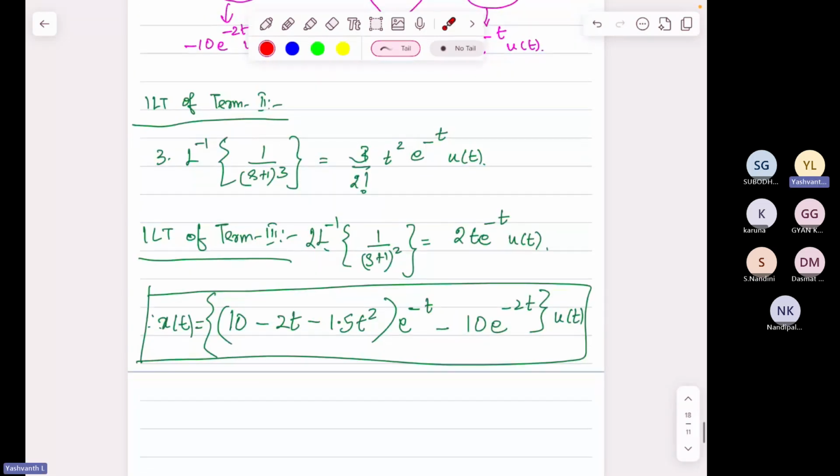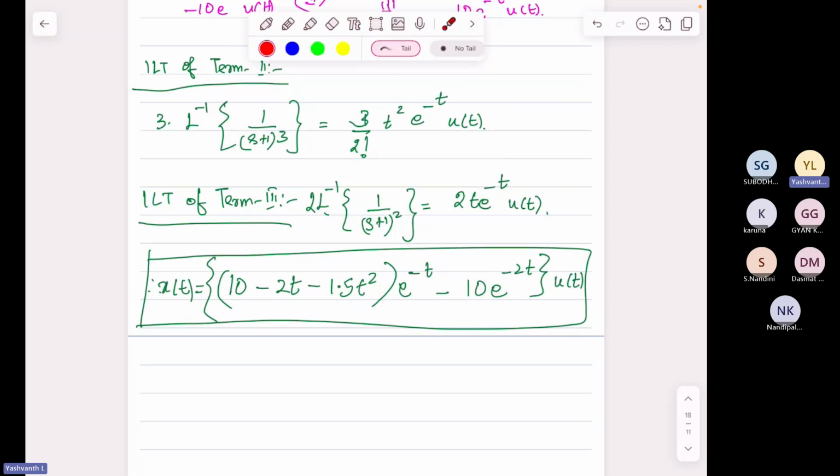Is this clear? Can anyone confirm if this is clear? Yes? Can anyone unmute and say if it's clear? Hello? Can you confirm? Yes, sir. Okay.